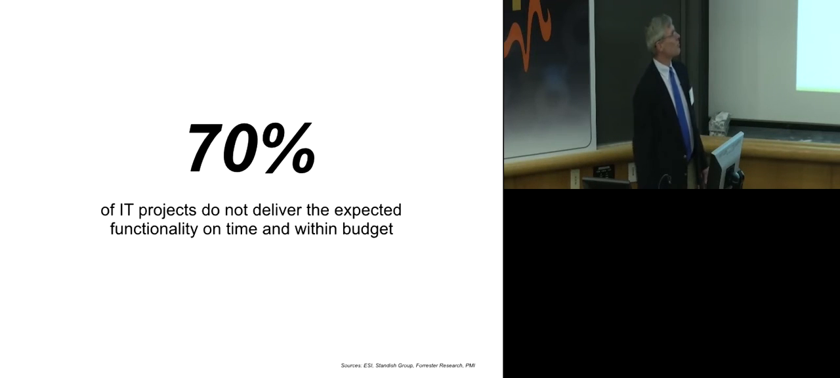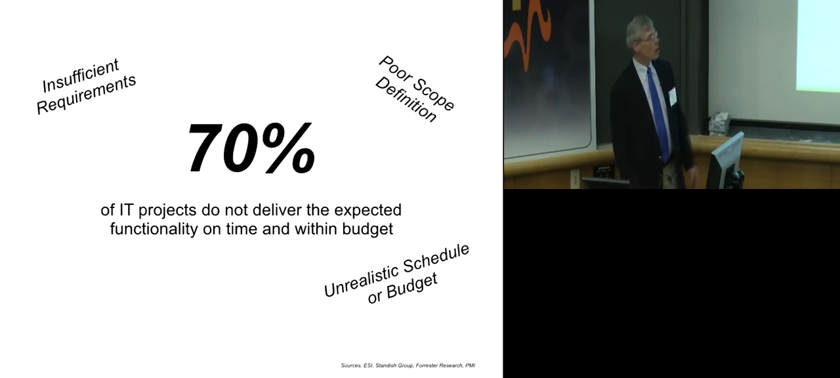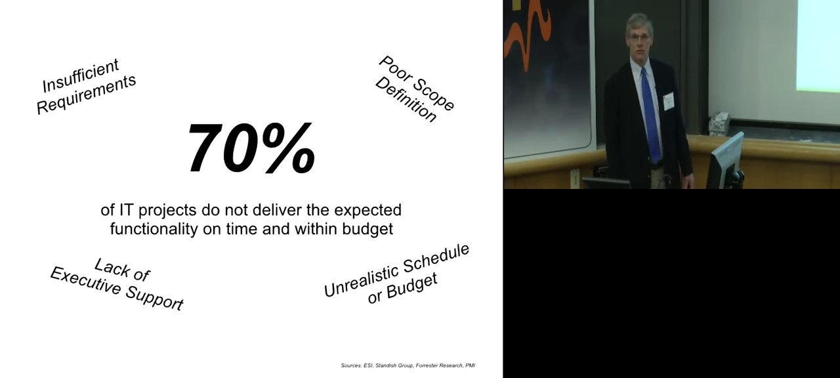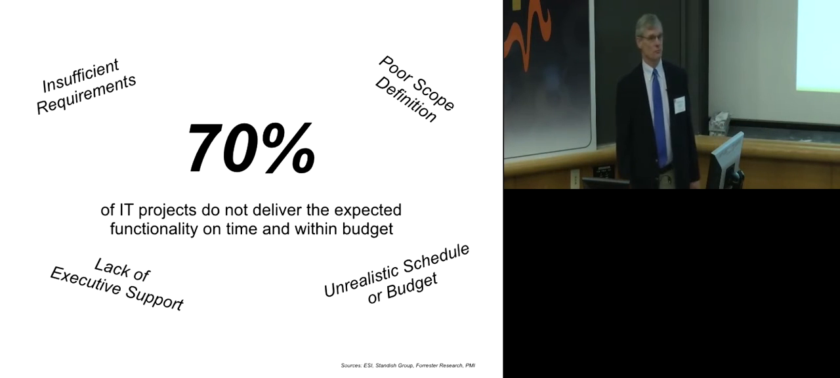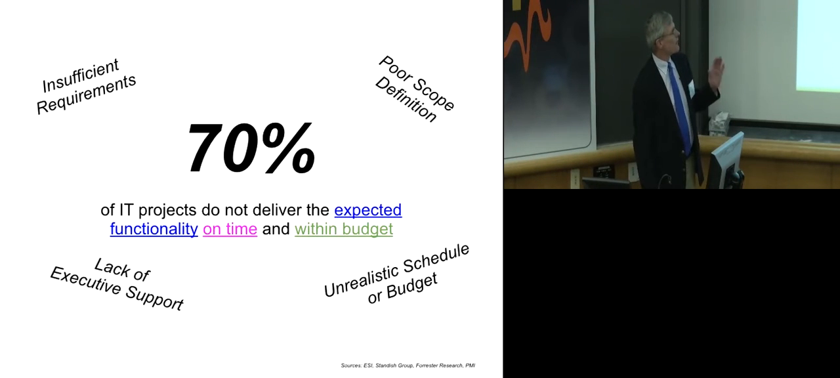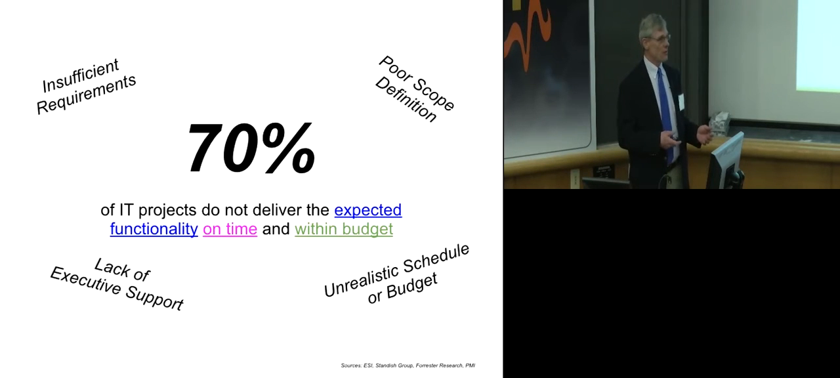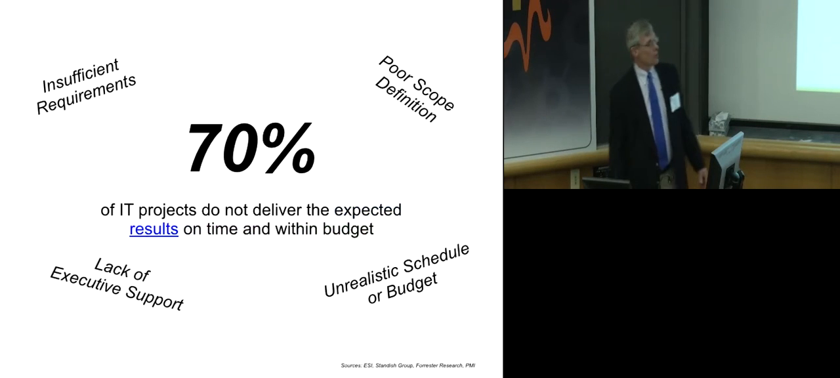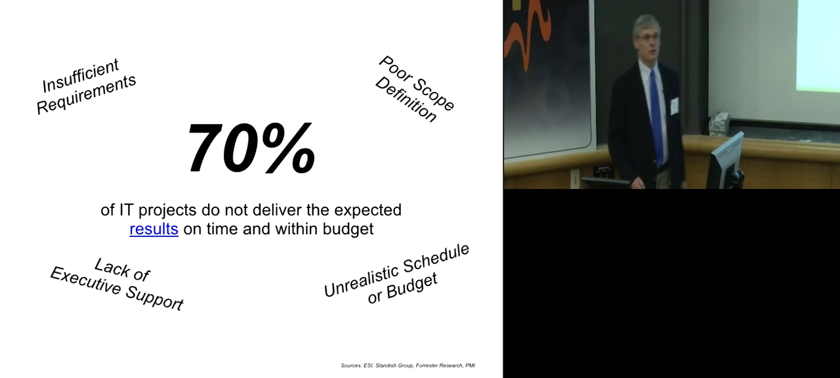So why do so many projects fail? Well, there are a number of reasons cited, but other than lack of executive support, most of them come down to results or a lack of results. In fact, let's look at the definition of IT project failure. It does not provide the expected scope within the allotted budget. If we don't get the results that we expect, the project is considered a failure. The real world does not match our mental model.